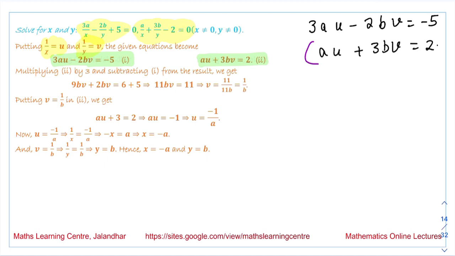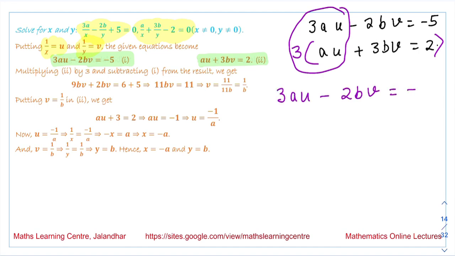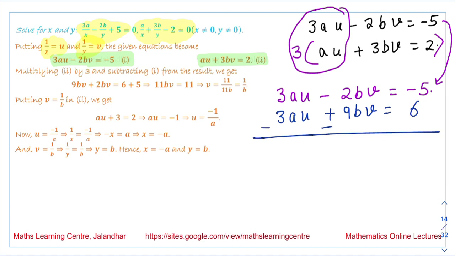So what we are going to do, we are going to multiply it with 3 to make the coefficient of both these terms same. When we multiply the second equation with 3, the first equation is this, we are not multiplying it with anything. The second equation will become 3au plus 9bv is equal to 6. We subtract these equations, these two get cancelled, and we are left with minus 11bv is equal to minus 11. Minus 11 and minus 11 get cancelled. Value of v we get is 1 by b.